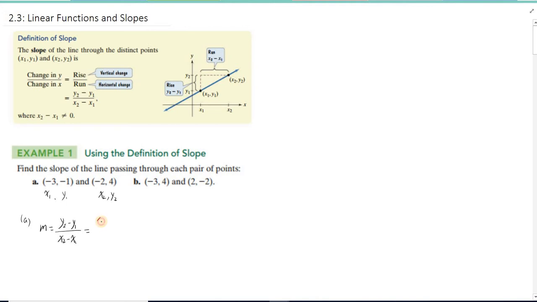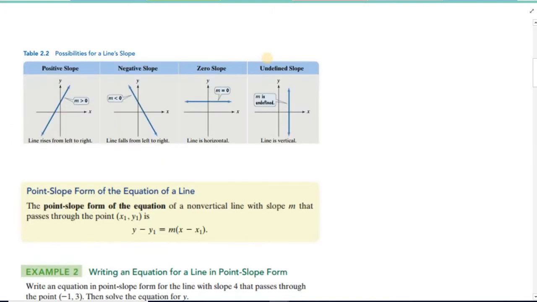So y2 will be 4 minus y1 which is -1, over -2 minus -3. Then you simplify. You're going to have 5 over -2 plus 3, that's just going to be 1, and then you're going to have 5. That is your slope for your first 2 points. Okay, part B, you do exactly the same. I'm going to skip this. Let's go ahead and work on example 2.